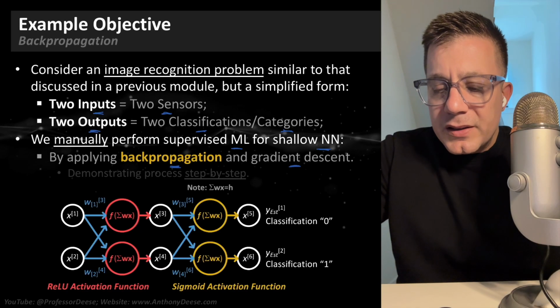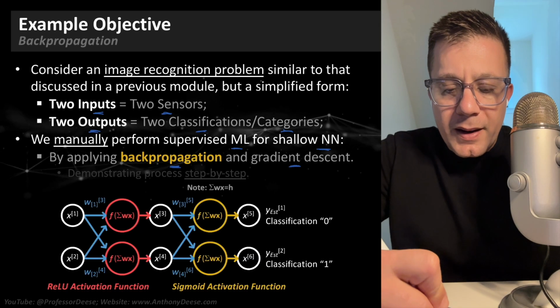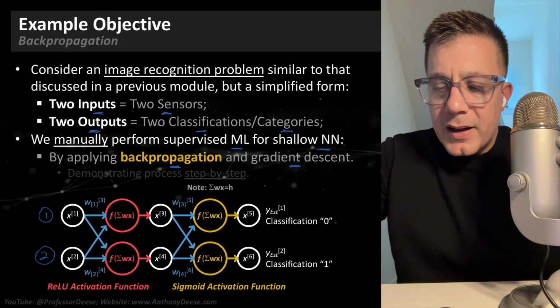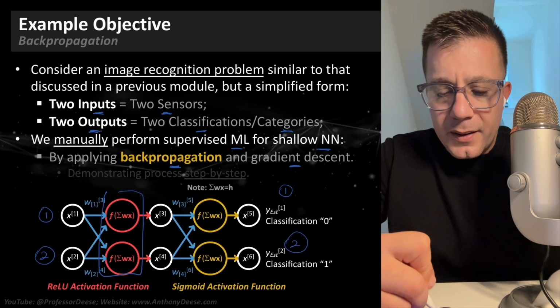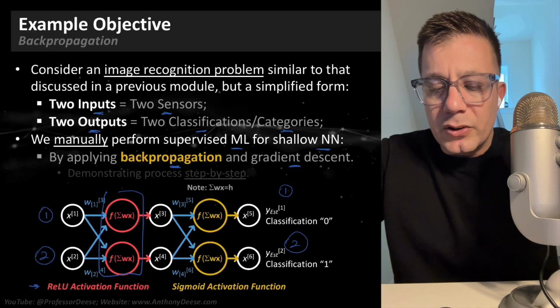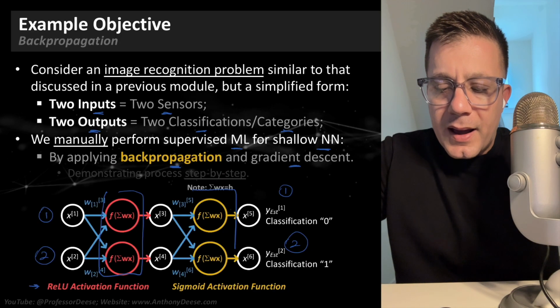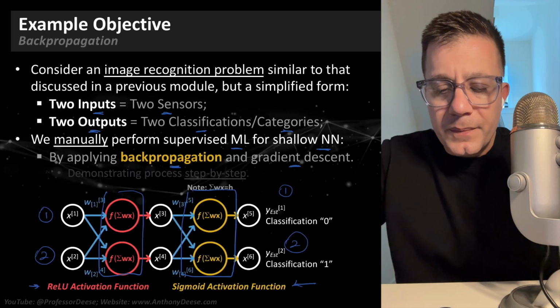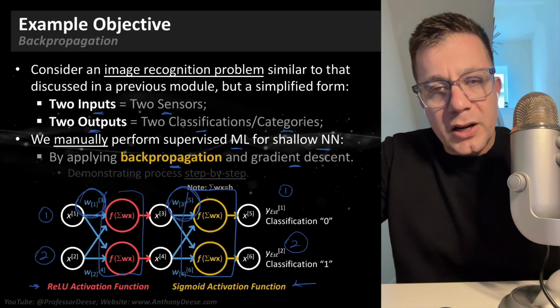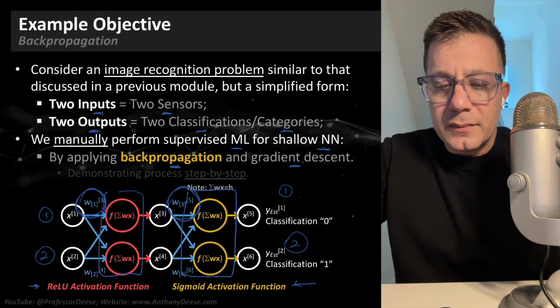So here we see our shallow neural network. It has two inputs, it has two outputs, it has a single hidden layer that employs a rectified linear unit activation function. It has an output layer that employs a sigmoid activation function, and then we can see the notation for all the synapse weights.